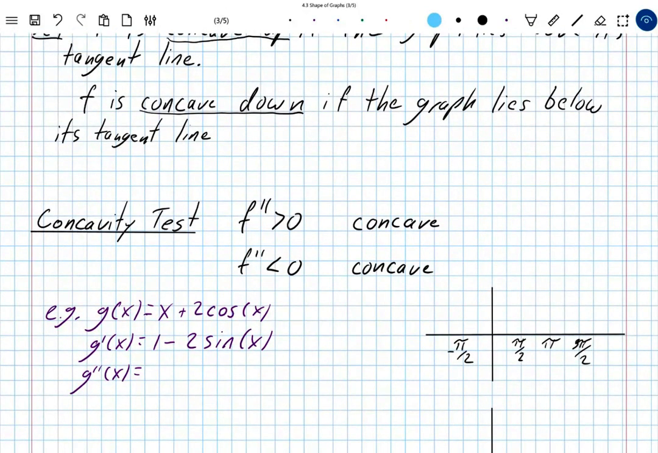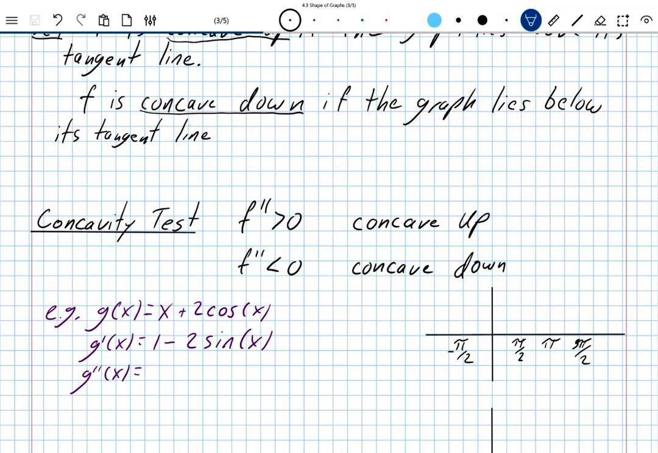We've got something called the concavity test. If f double prime, the second derivative, is bigger than 0, that tells you it is concave up. And if f double prime is less than 0, if the second derivative is negative, then it is concave down. Great. So we should be able to tell this in both directions. If I know the second derivative, I can tell you something about the concavity. If I can see the graph, I can tell you something about the second derivative.